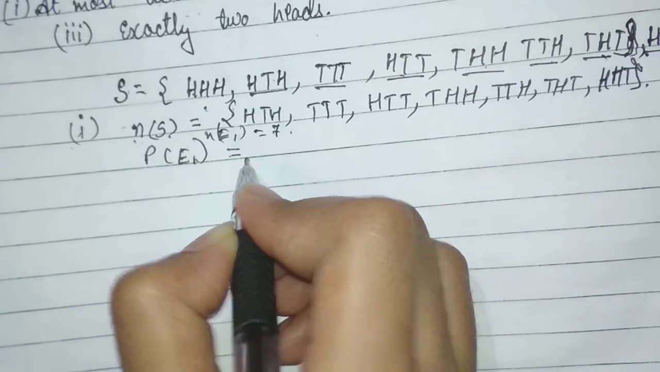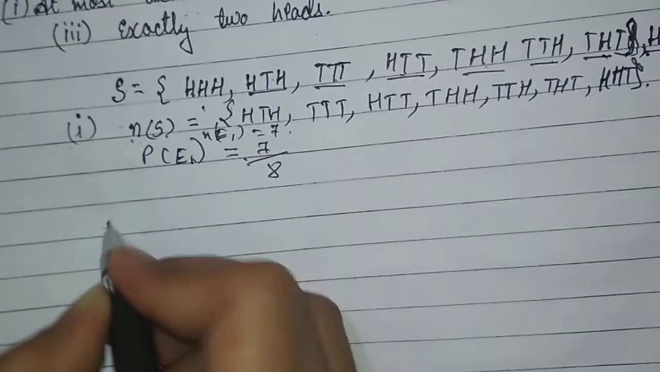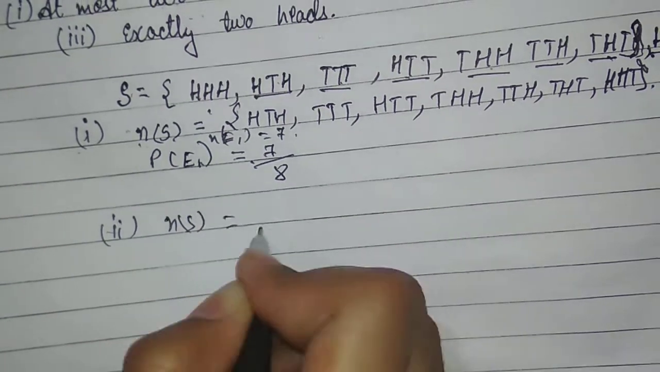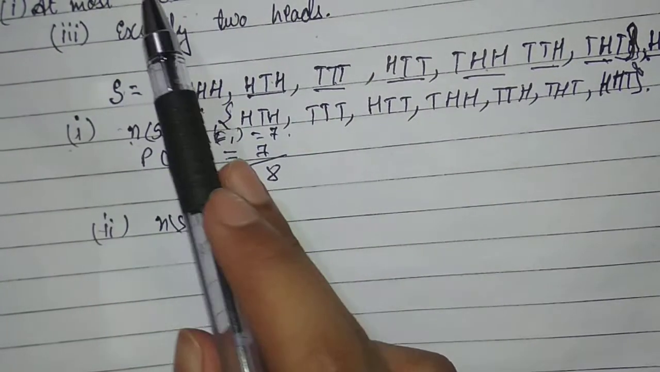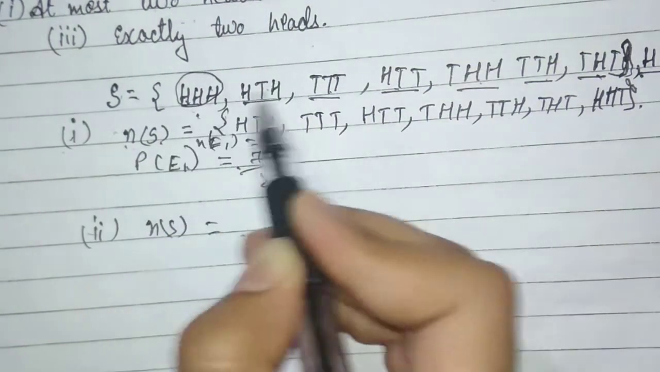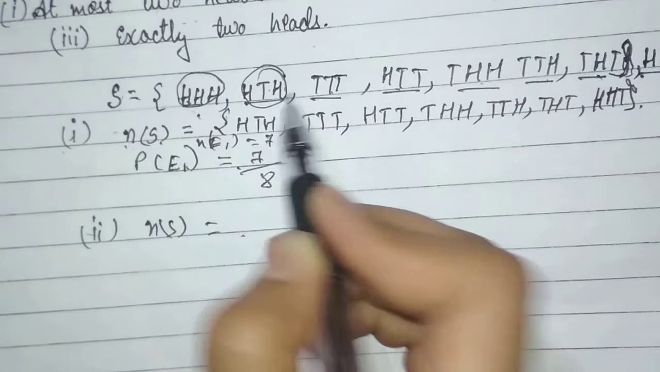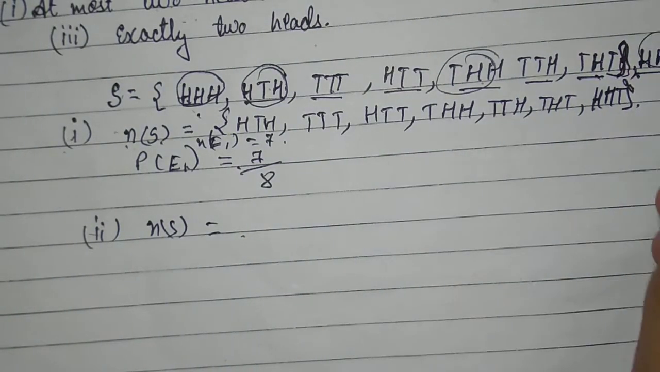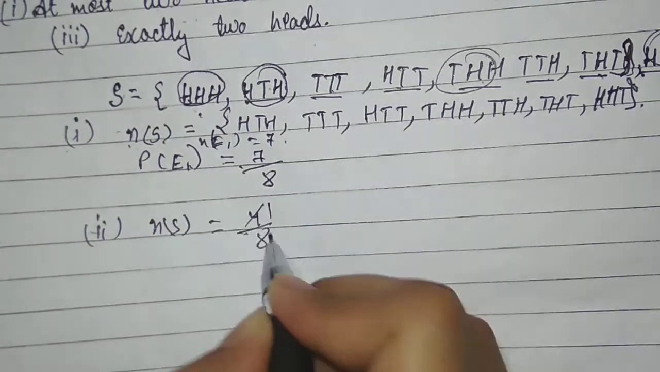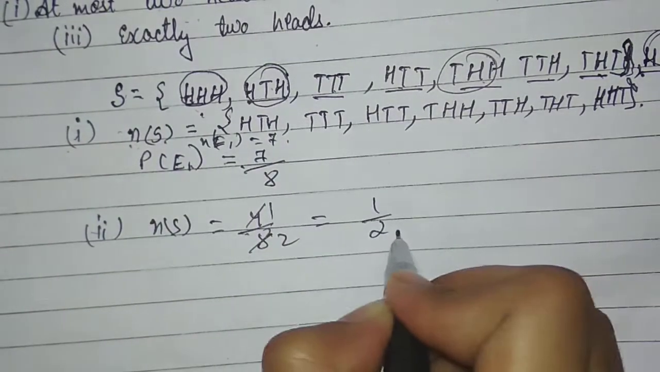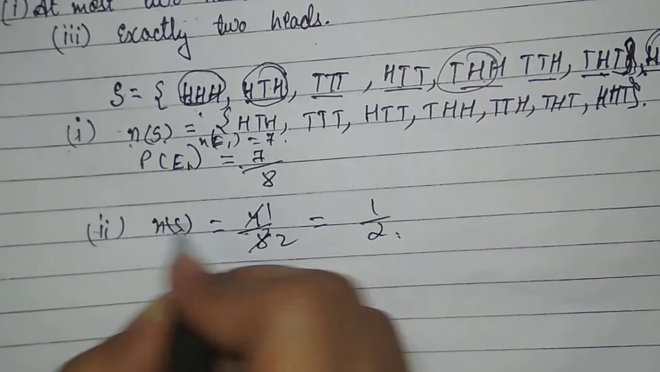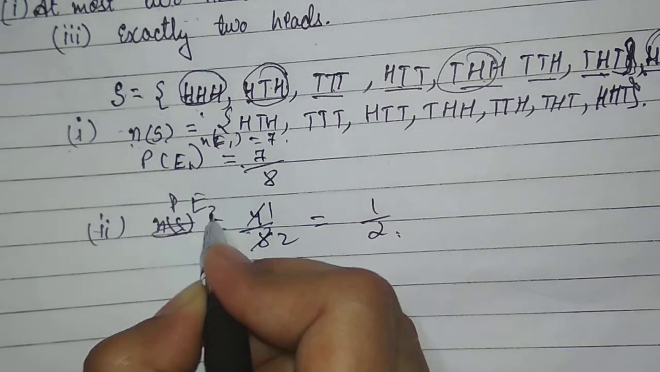So the probability of event 1 is 7 by 8. Then the second also we will write the same. First, n of s we will write by your own. Now here we have at least two heads, means we will consider HHH, 1, 2, 3 and 4, means 4 are there. So our answer is 4 by 8. 4 ones are 4, 4 twos are 8, equals 1 by 2. Sorry, this is the probability of event 2.